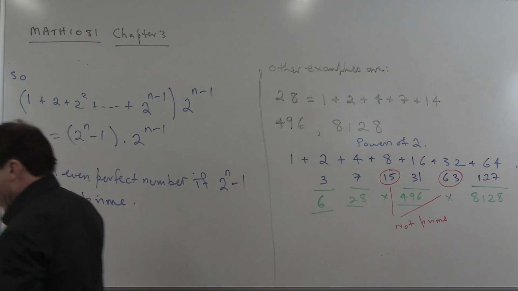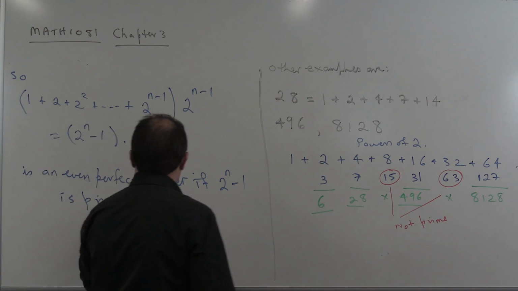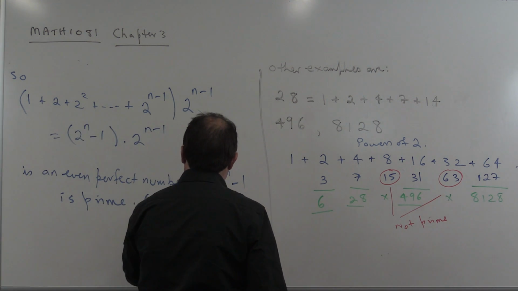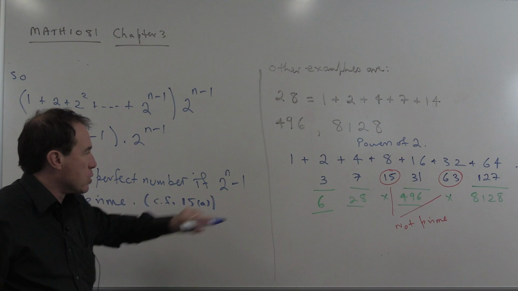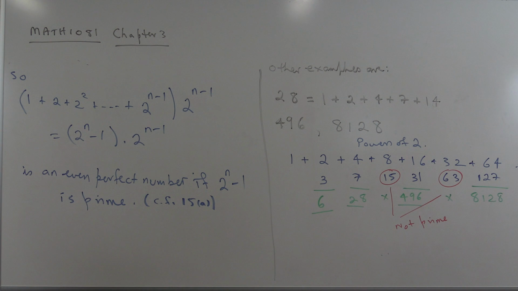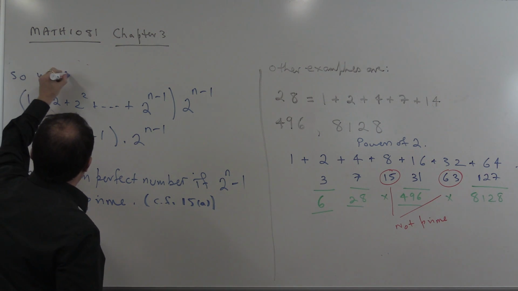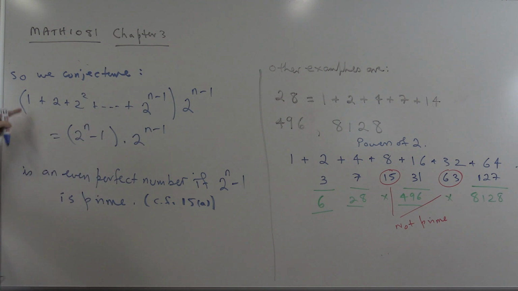And you might like to have a look back in your problems and have a look at question 15a. And you'll see there that problem was about looking at when a number like this is prime, and it turns out that the number n up here has to be prime. So you should have a look back at that problem 15a. Now I'm not proving this here, I'm just stating a conjecture.